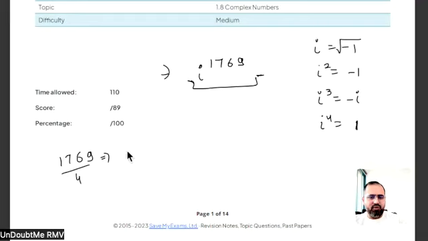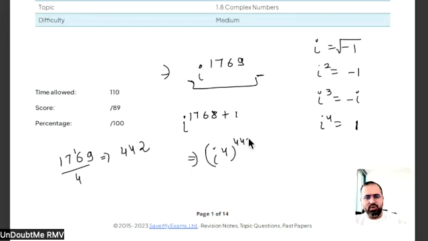If we divide it by 4, it will be 4, then 4, then 2. 1 is left. It means 1768 is the nearest multiple of 4. And how many times? 442 times. So it will be written as 1768 plus 1, which can also be written as i to the power 4, to the power 442, times i to the power 1.